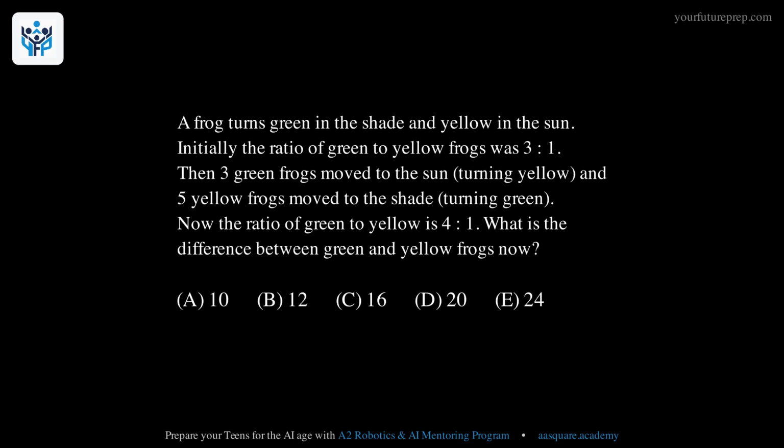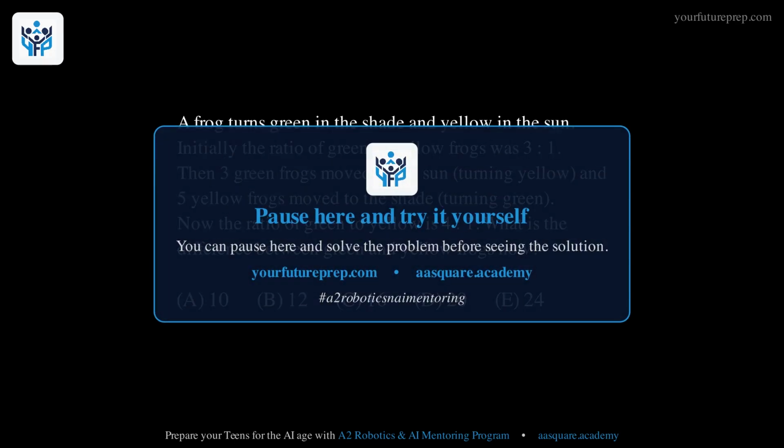Then 3 green frogs moved to the sunny side, turning yellow, and 5 yellow frogs moved to the shady side, turning green. Now the ratio of green to yellow is 4-1. What is the difference between the number of green frogs and yellow frogs now? You can pause here and solve the problem before seeing the solution.